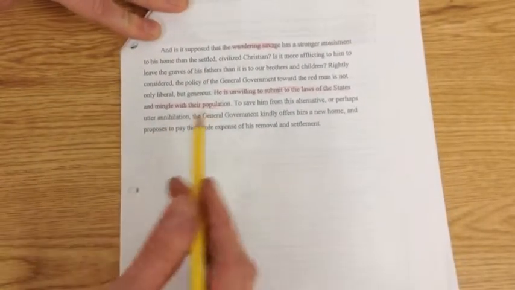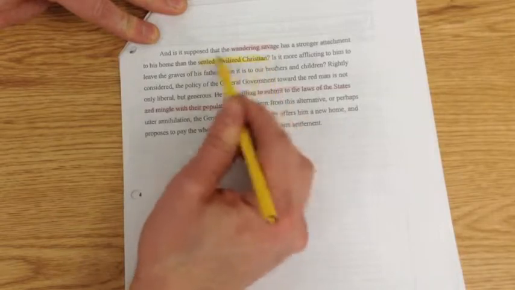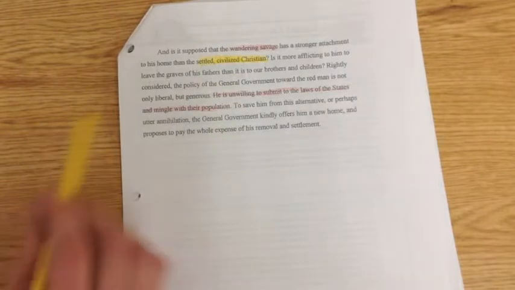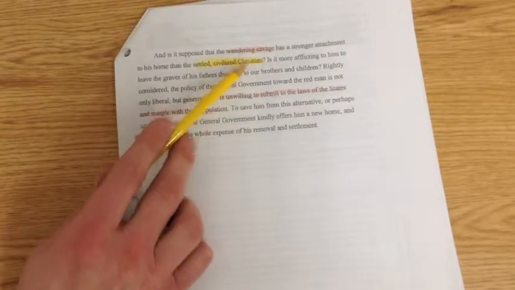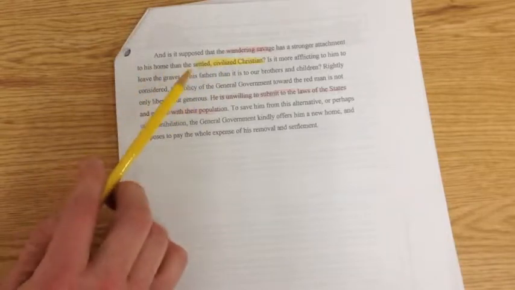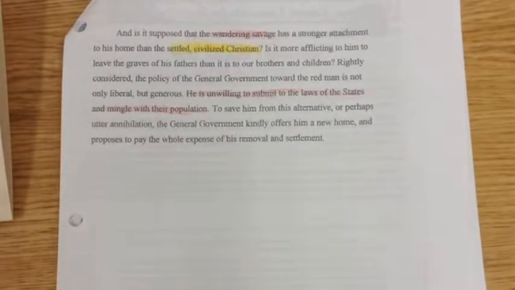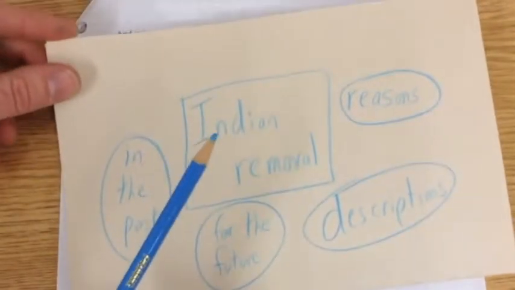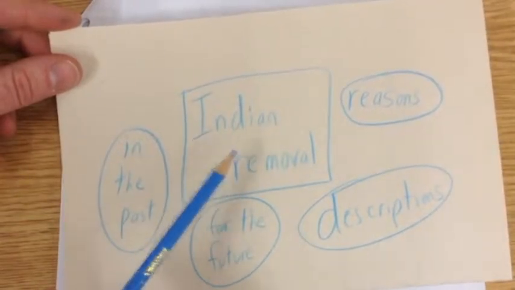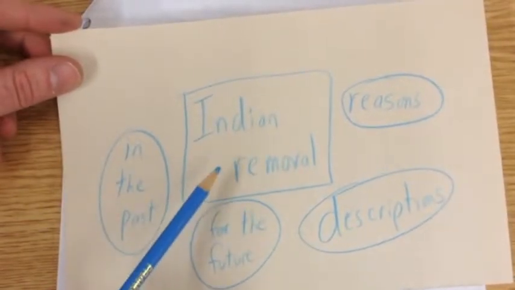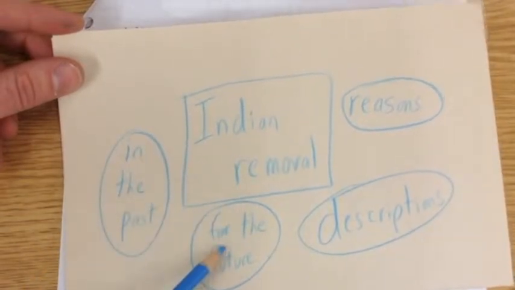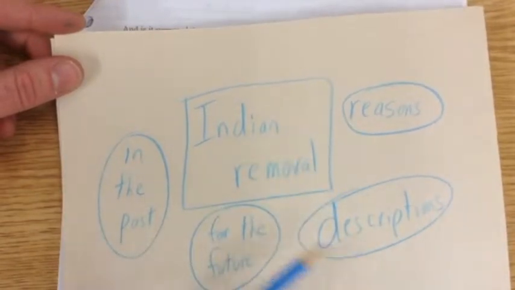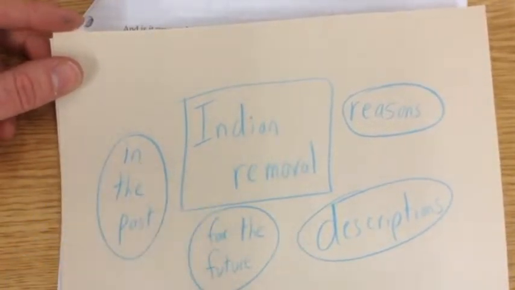I go to this last part here, the settled, civilized Christian. Again, he's contrasting the wandering savage to these Christians. Indians are the savage, according to President Jackson, and this is what white people are. Okay, and the last thing that we're going to be marking with the blue is going to be our color for anything about the Indian removal policy, what the government was actually doing, either things in the past, any reference about the future, descriptions, or if we find out reasons for it. So anything that has to specifically do with removal.